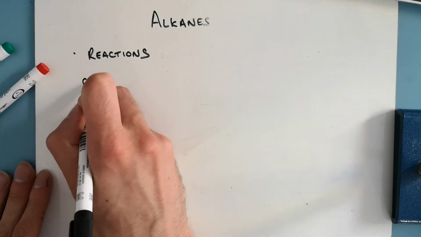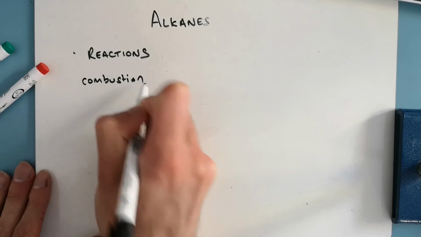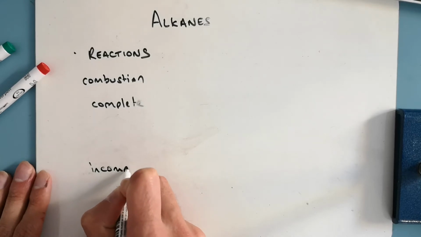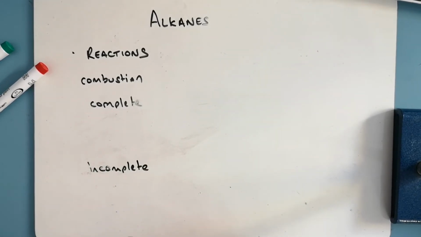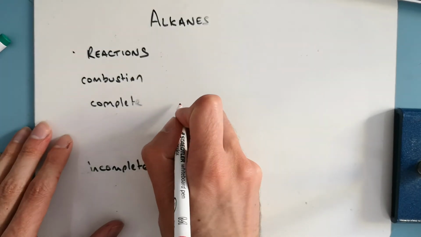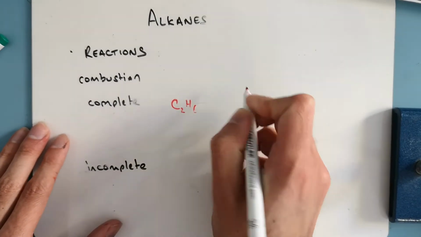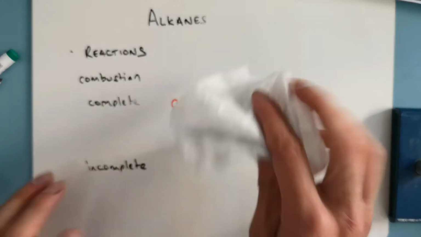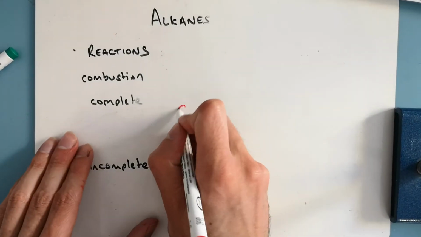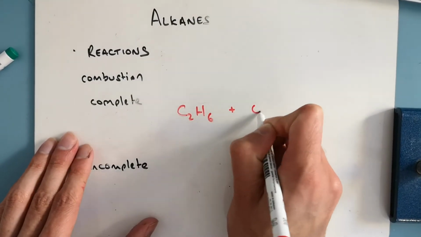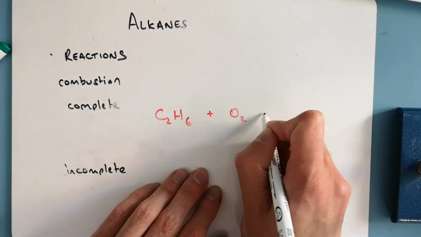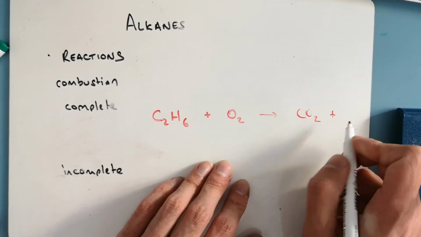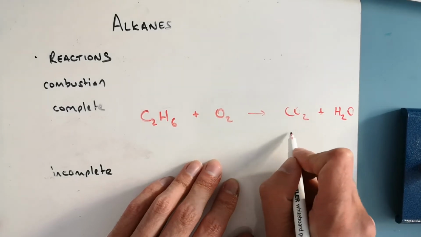So combustion next, and we have two types. We have complete and incomplete, and they're very, very similar. The only difference is the product. In complete combustion, we'll take our alkane, sticking with ethane, react it with oxygen, because that's what combustion is. Let's set a light in an oxygen environment, and it'll go to carbon dioxide and H2O. So in complete, we get CO2.